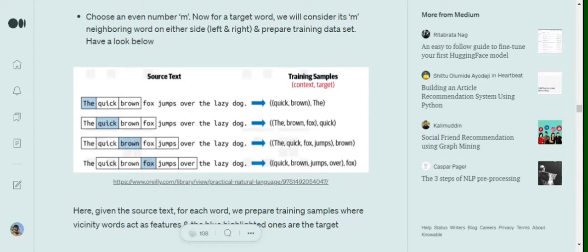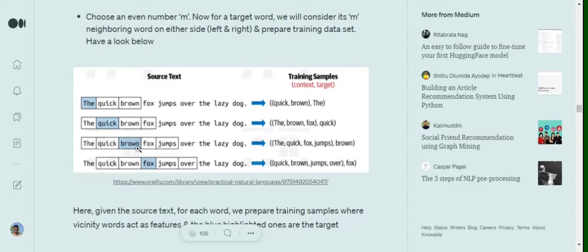If n equals 2, then we consider the starting two words, and you can see our feature set becomes quick, brown and the target becomes the. Similarly, once we take a step ahead, we slide the window and move on to the word quick. In case of quick, we have just one neighbor on the left hand side and two neighbors on the right hand side. Whatever we are getting, we take from the left hand side if it is not equal to 2. So we take one neighbor from the left and two neighbors on the right, the, brown, fox, and our target variable becomes quick.